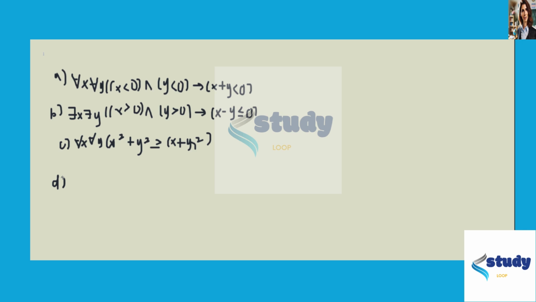Finally, for D, it states the absolute value of the product of two integers is the product of their absolute values. And this can be rewritten as for all integers x and y, the absolute value of the product of x and y is when you multiply the absolute value of x and the absolute value of y. So we have our universal quantification. The absolute value of x times y is equivalent to the absolute value of x multiplied by the absolute value of y.